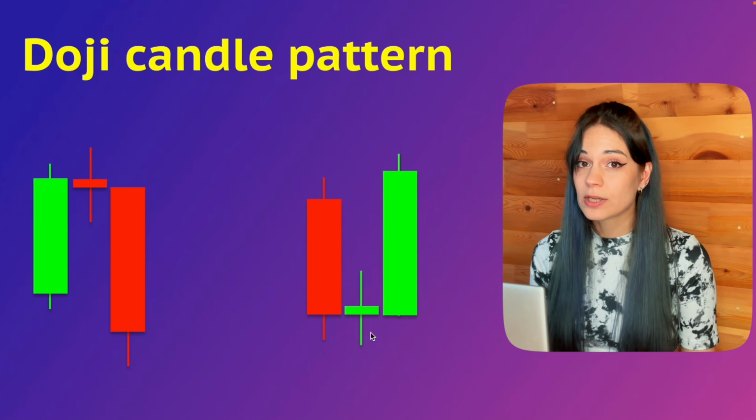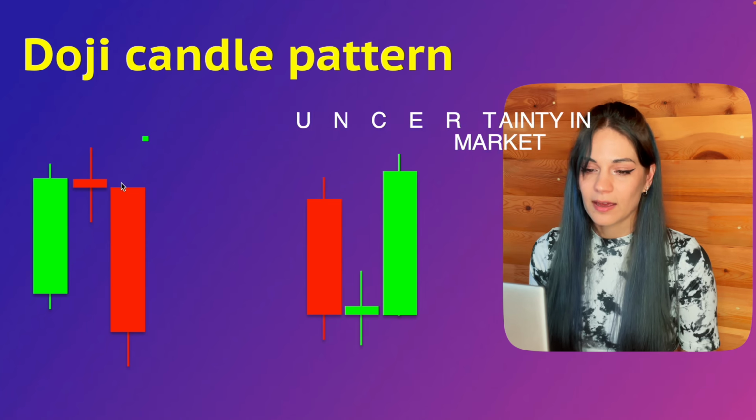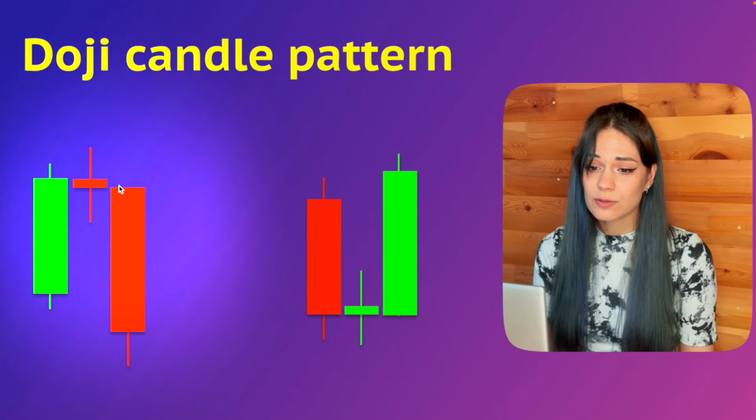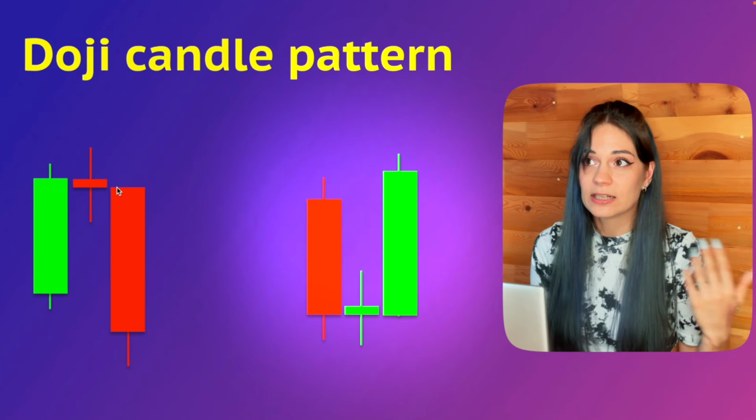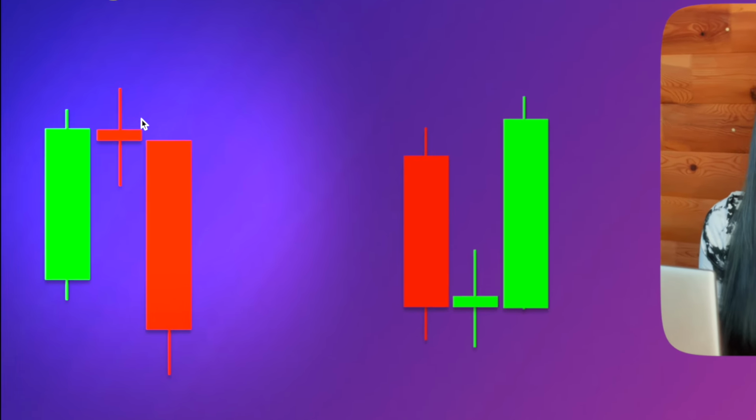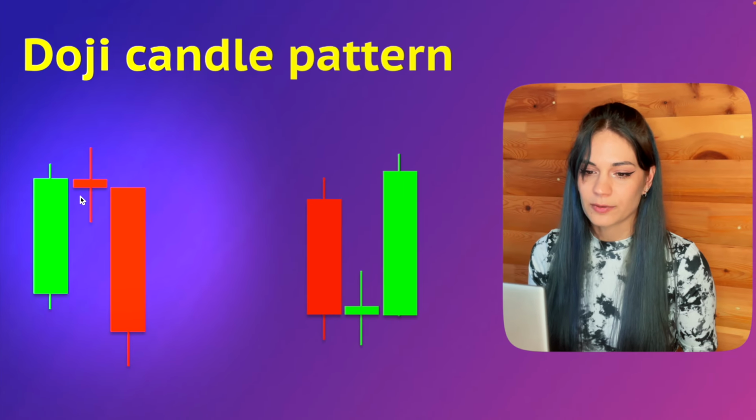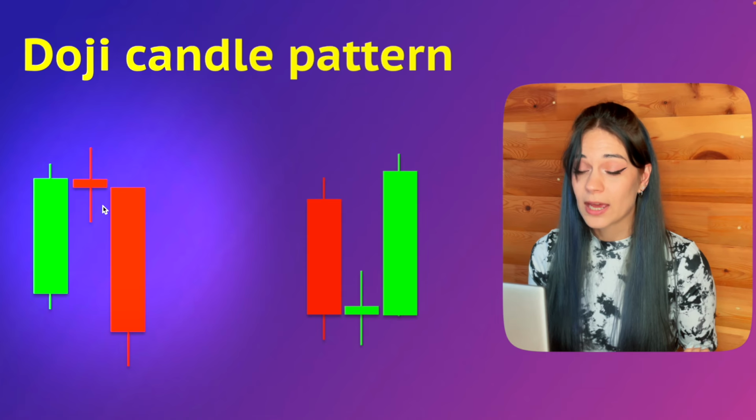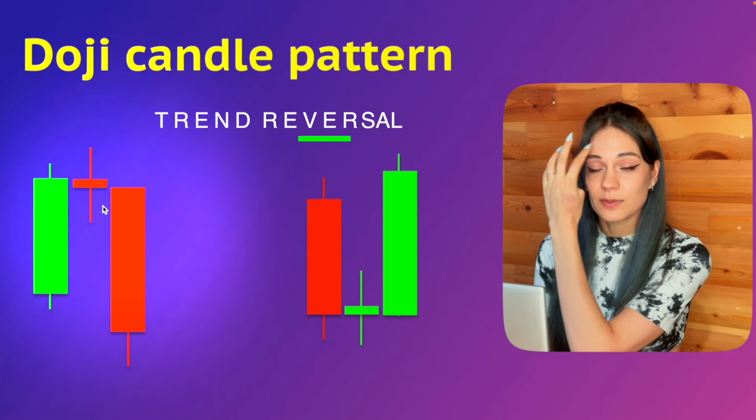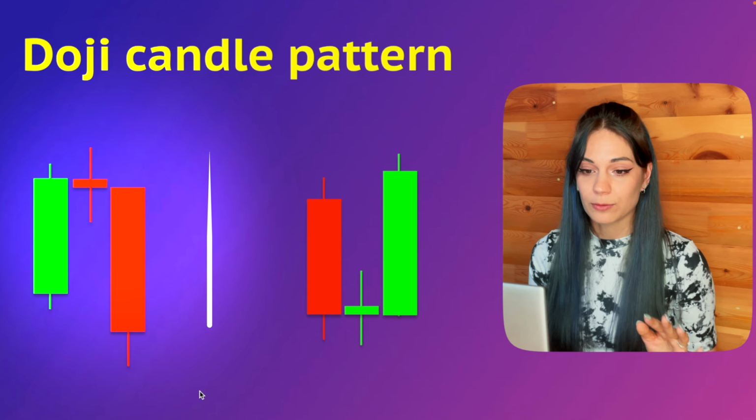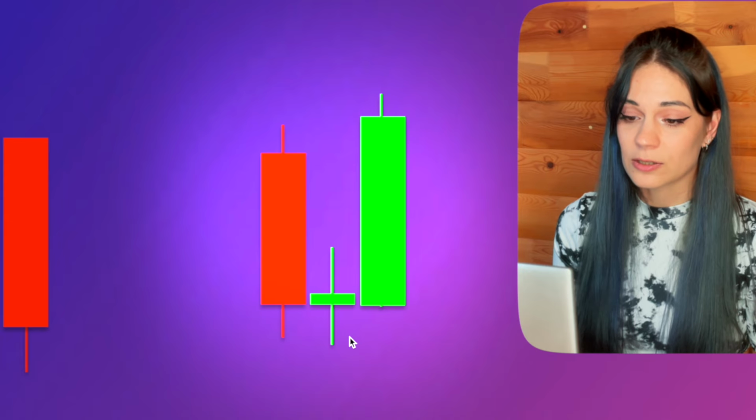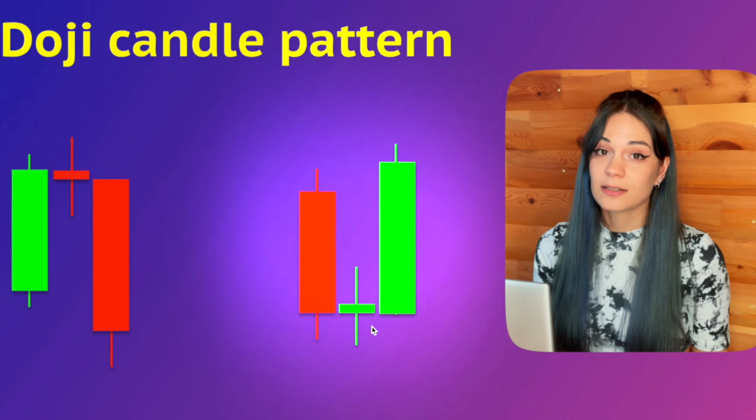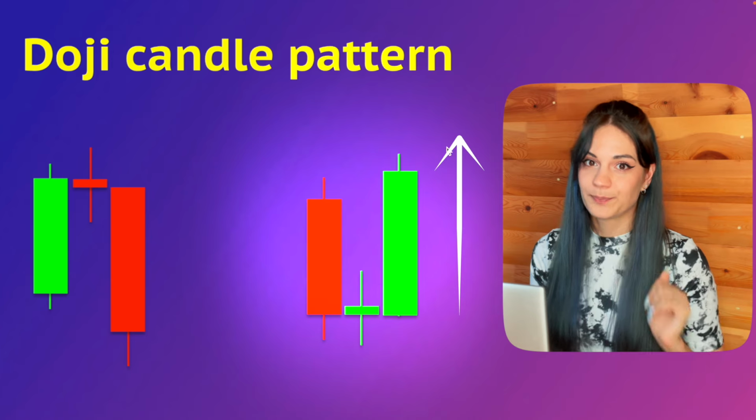This pattern shows us the uncertainty in the market. Basically, the bulls tried to raise the price and it didn't work, and then the bears tried to lower the price and it didn't work again. And if this candlestick is on the peak of the trend, and basically the price was going up and this candlestick was formed, this is a really big signal that there's going to be a trend reversal and the price is going to go down. And of course, vice versa, if the price was going down and at the end a Doji candlestick formed, this is a big signal that the price is going to go up.